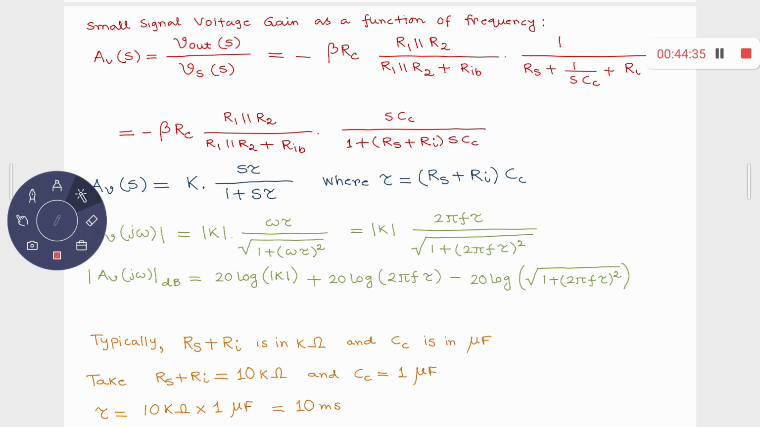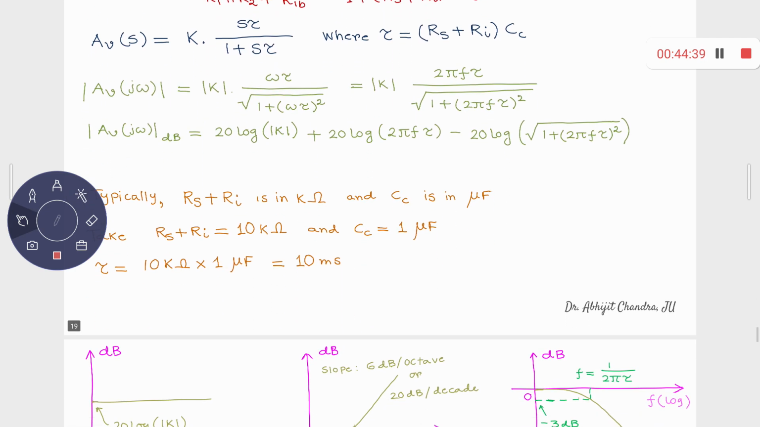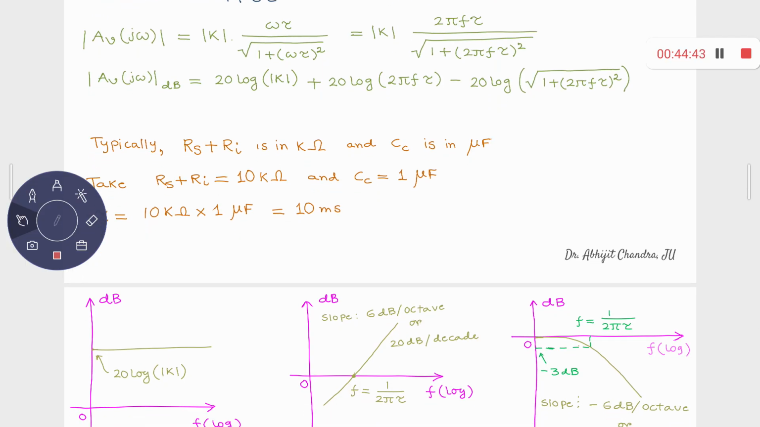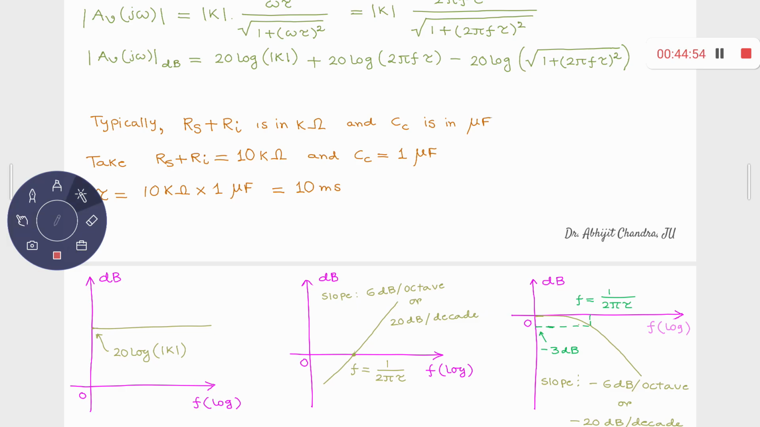So first of all, take a look at the effect on this AV j omega in dB. Whenever I consider the first parameter, that is 20 log mod k, what is k here? K is a constant. K is not a function of frequency. So as you change the frequency, this 20 log mod k is not a function of frequency. It will be constant throughout.